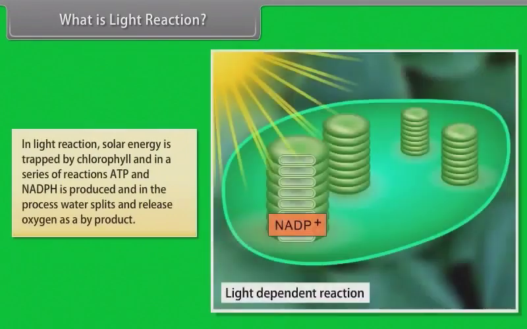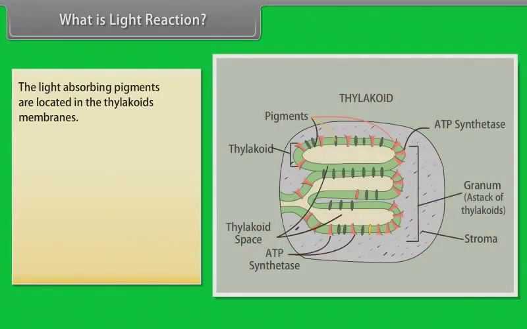What is light reaction? In light reaction, solar energy is trapped by chlorophyll and in a series of reactions, ATP and NADPH is produced and in the process, water splits and release oxygen as a byproduct. The light-absorbing pigments are located in the thylakoid membranes. Chlorophyll P680 and P700 are present in these membranes.